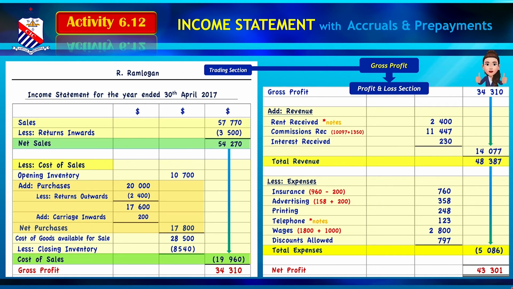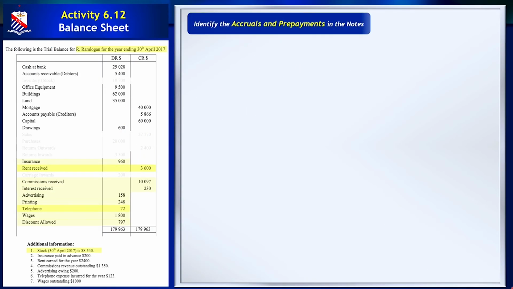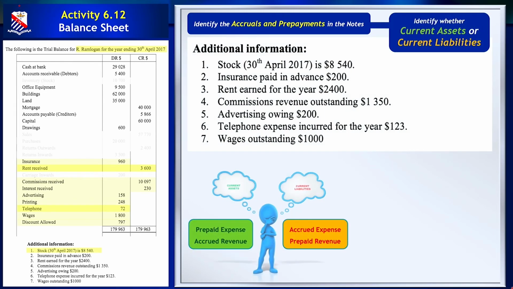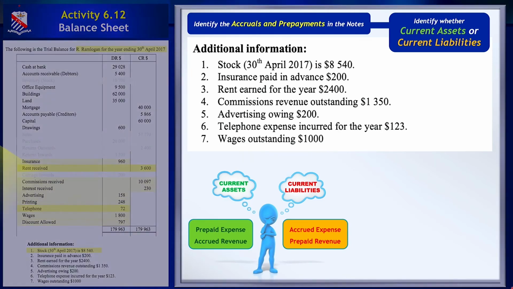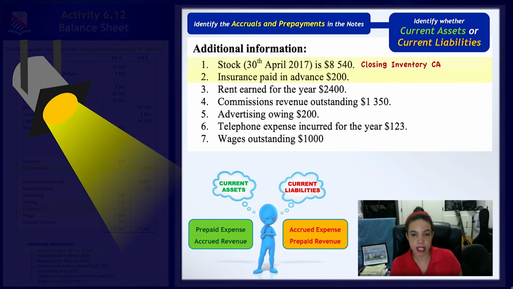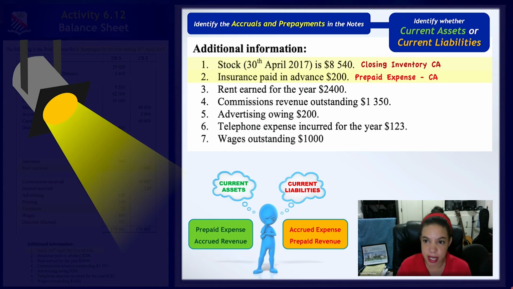Okay, so now that we have done the income statement, we're going to move quickly on to the balance sheet. But just like how I did before, we're going to attack the notes first. So we're going to check and identify the accruals and prepayments that are going to go into the balance sheet under the current assets and the current liabilities. Right? So once again, stock, closing stock is what goes into the balance sheet. Insurance paid in advance, very easy. Paid in advance is prepayment, and insurance is an expense. So we have a prepaid expense. And what is a prepaid expense? It's a current asset.